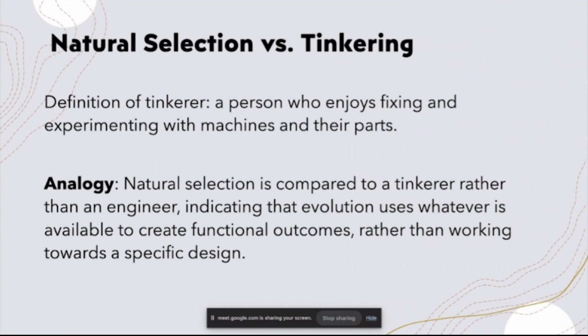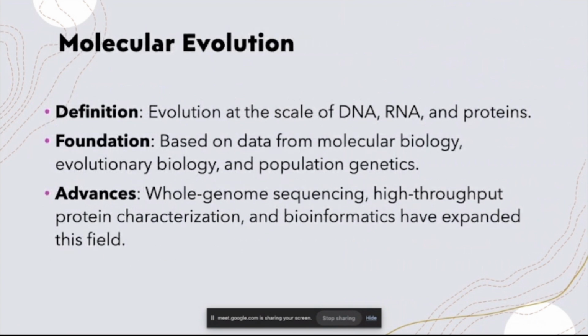Okay, so natural selection is compared to a tinkerer, a person that's just experimenting with no specific goal in mind, rather than an engineer, because an engineer is fixing things or trying to make things with a clear goal in mind. Evolution basically uses whatever is available to create functional outcomes rather than working towards a specific design or goal. So that is what natural selection is.